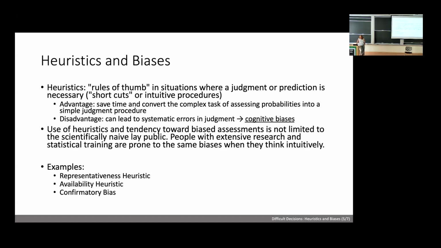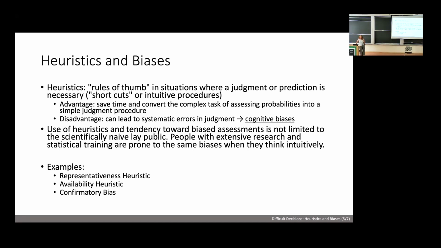Okay, heuristics and biases. I think you're all familiar with that. Heuristics are generally rules of thumb, and we use them in situations where we need to make a judgment and a prediction. It's basically shortcuts, right? So it's great if it works because it saves us a lot of time in making quick decisions and assessing situations. But the disadvantage is that it can lead to systematic errors in judgment, which we then call biases.